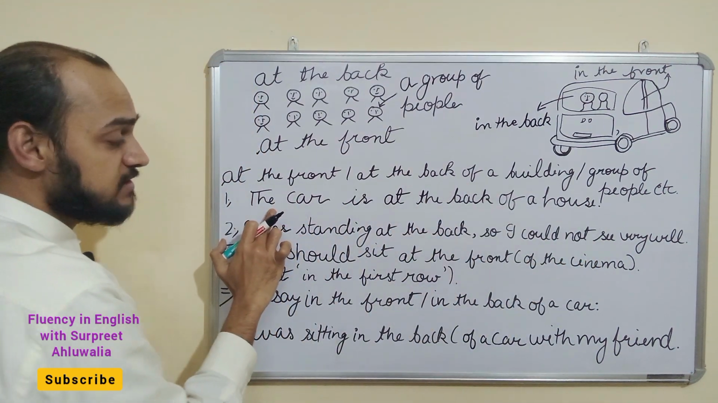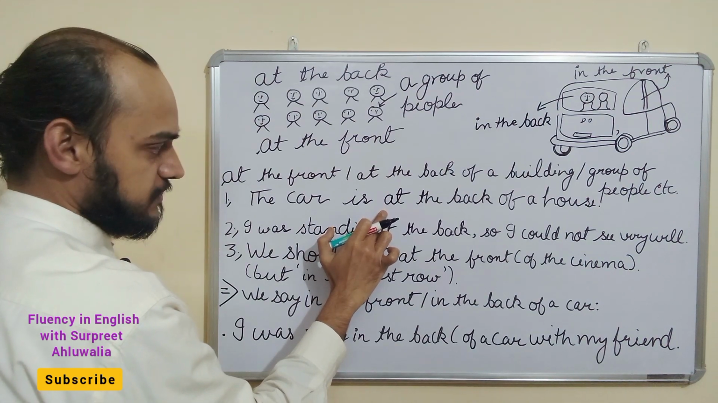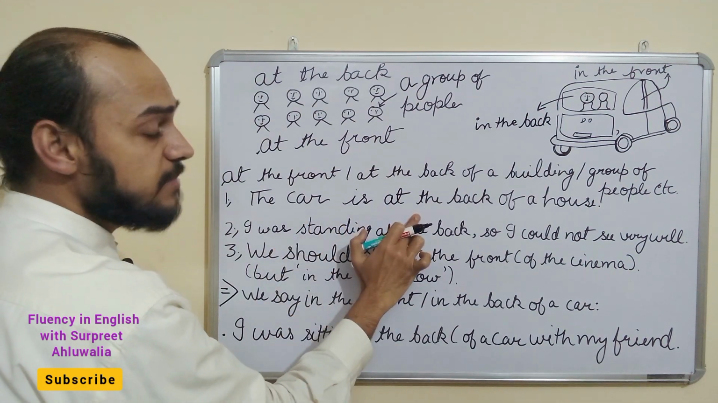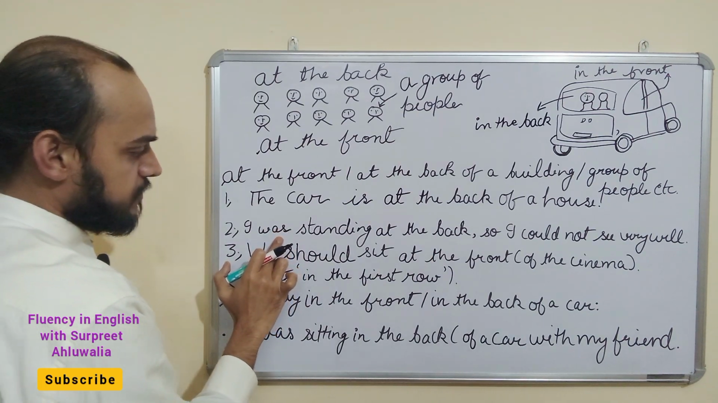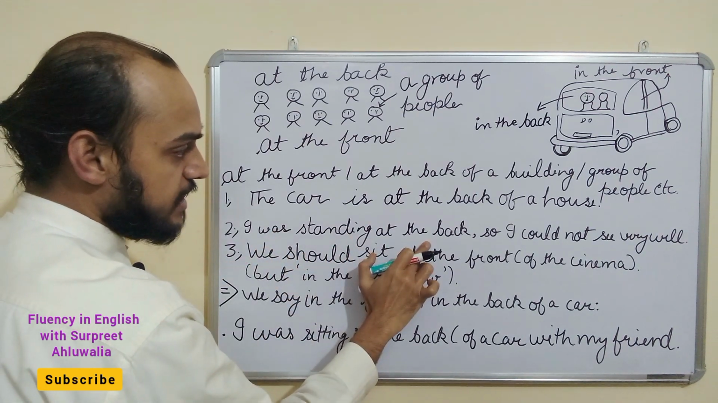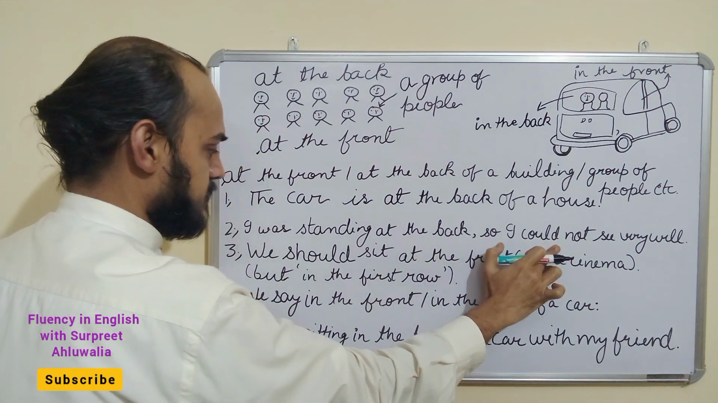Now look at the first example. The car is at the back of a house. Look at the second example. I was standing at the back, so I couldn't see very well.